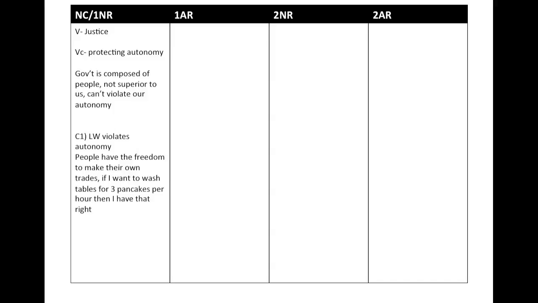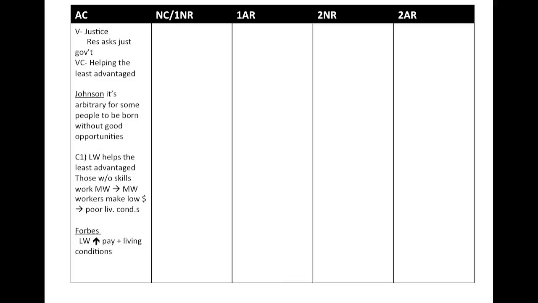Now obviously though, the negative speech doesn't end there. They also respond to the affirmative's case. So let's look at how we're going to flow that. So what we would do then is we'd take our other sheet of paper out and we just record the negative's arguments as they give them. So let's say that the negative accepts the value of justice because that's their own value. But obviously they're going to want to disagree with the criterion.